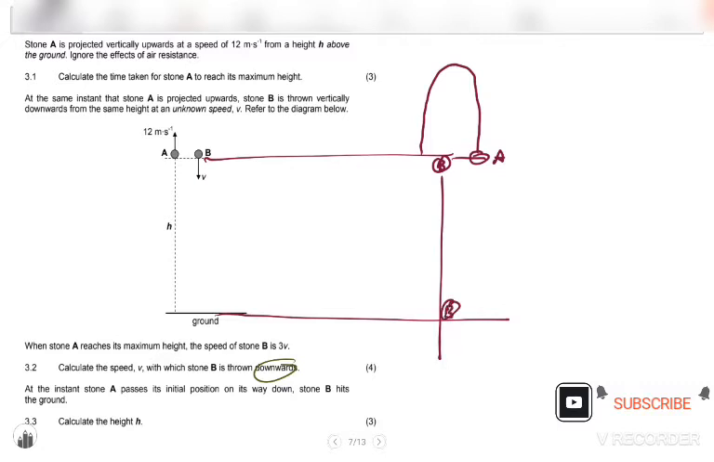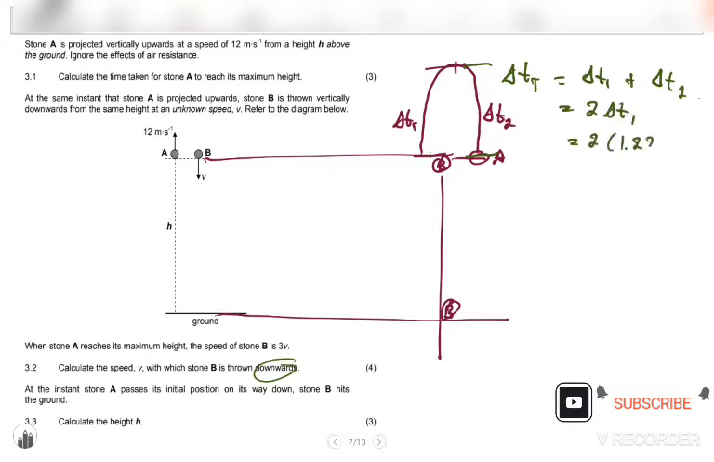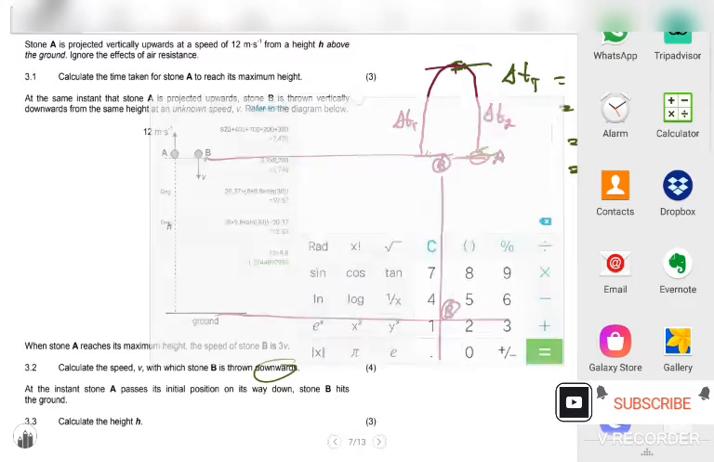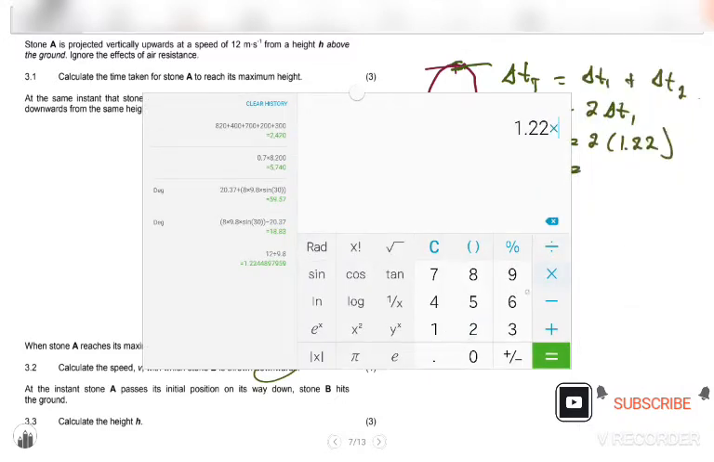So that means after this time, remember the time taken from this, let's call this t1, and this change in t2, where t1 is from here up to here, and t2 is from there to here. The time from here to there and the time from there to here is the same. So we're going to say the total change in time is equal to change in time 1 plus change in time 2. Since they're the same, this is given by 2 times change in time 1, which was 1.22. Time taken from here to there is the same as the time taken from there to here. So that's why we do this. When you multiply 1.22 by 2, you're going to get 2.44.